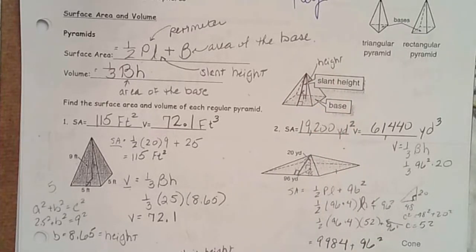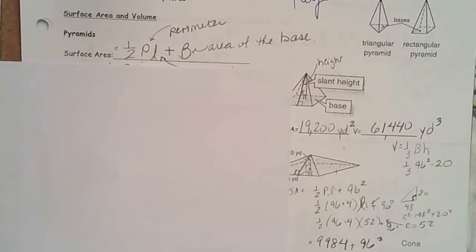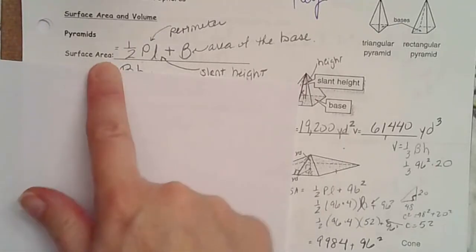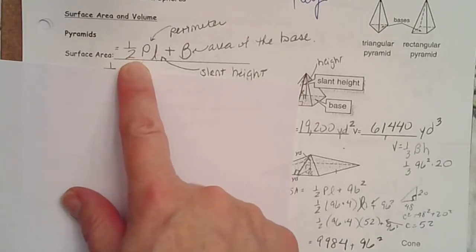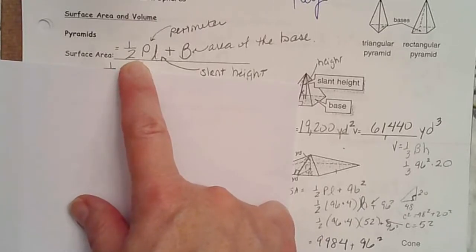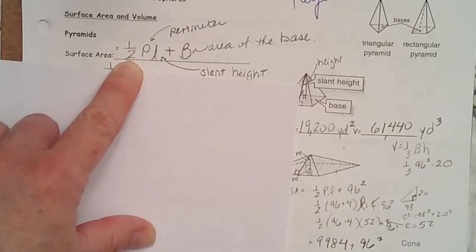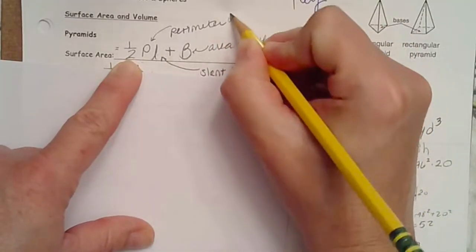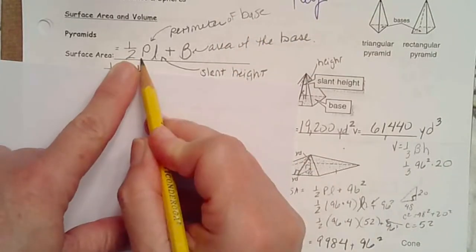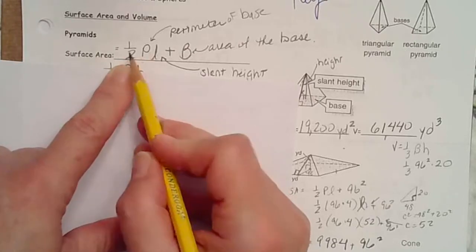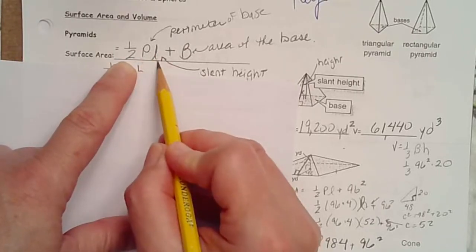Here are the formulas that we're going to be using. First one is going to be the surface area formula. So the surface area formula is, oh, and by the way, for these guys, I always stick to the formulas. Surface area is 1/2 capital P. When you see a capital letter in the formula, it's because it's already another formula that's being used inside. So P is for the perimeter of the base times L, which is your slant height. So 1/2 times the perimeter of the base times the slant height.